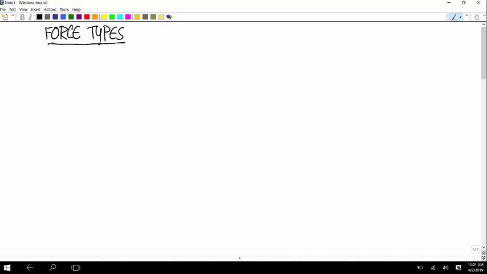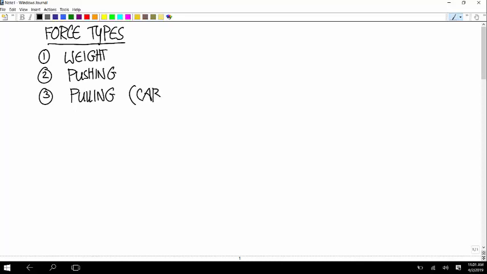So the list of forces whose directions we know. First is weight. Second is pushing contact. Third is pulling contact, and you can always think of that as involving cables. And now we know what to do with that if they go through pulleys too. Fourth is friction. And fifth is the force applied by springs.